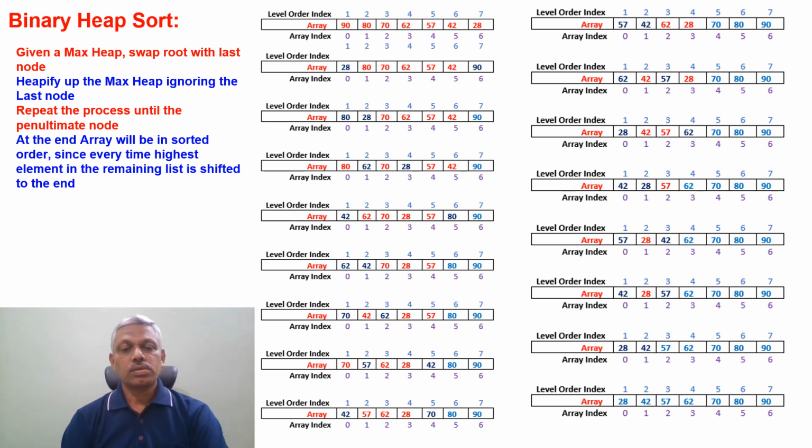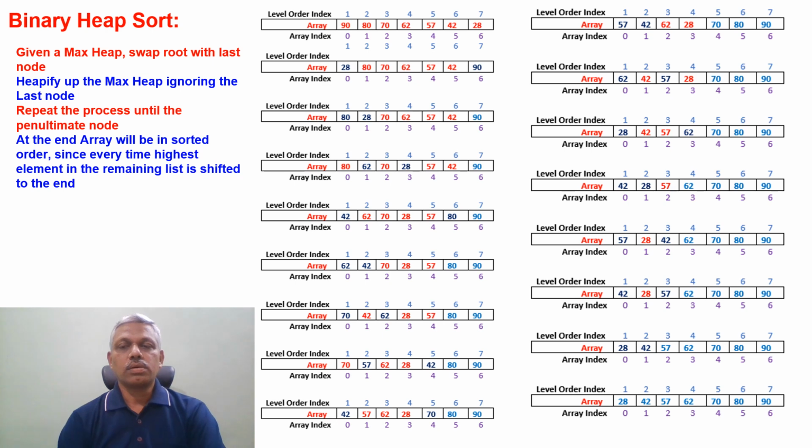Now again, the top element 70 is to be swapped with the last element 42. So after swapping, again 42 comes to the root, and again we need to heapify down. For 42, 57 and 62 are the children. Obviously we need to swap 57 with 42, and again we need to swap 57 with 62. So after swapping, 62 is the root node, 42 and 57 are the children of 62. Heap condition is satisfied. 42 is the parent of 28, so heap condition is satisfied.